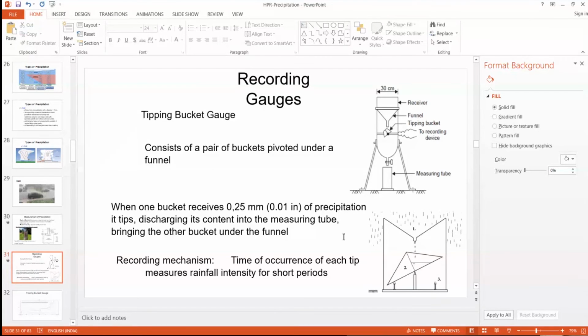In many countries the recording gauges are of the tipping bucket type, because the tipping bucket is connected to a data acquisition system. So the time between two tippings can be measured. This tipping bucket gauge gives the rainfall intensity.